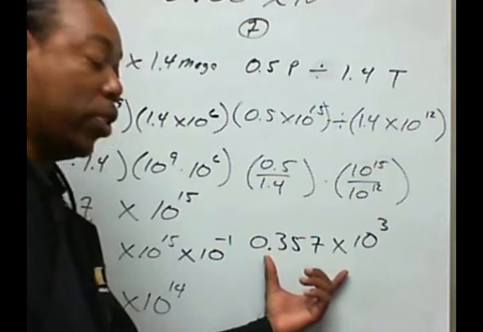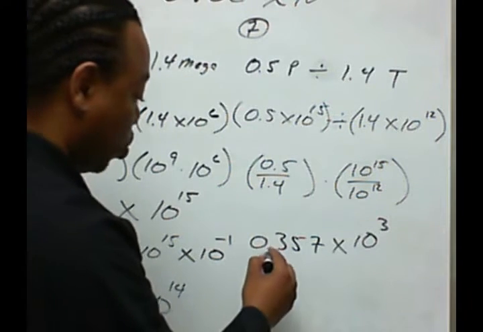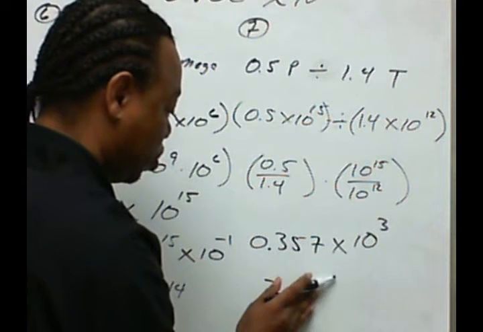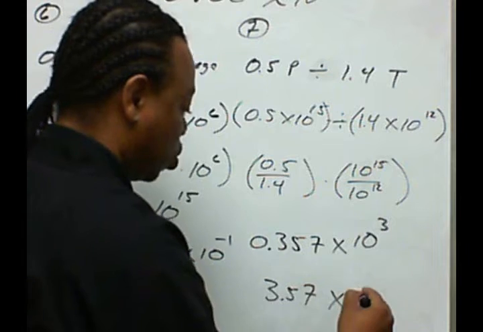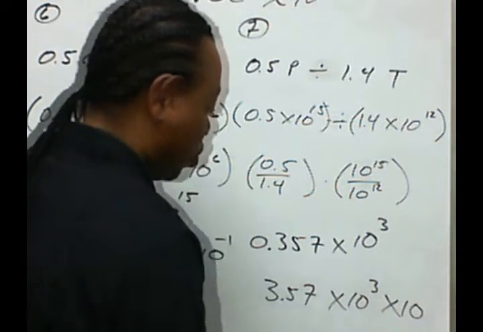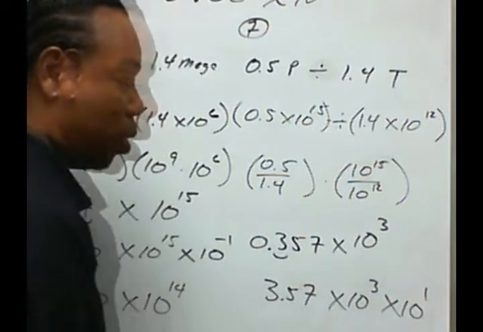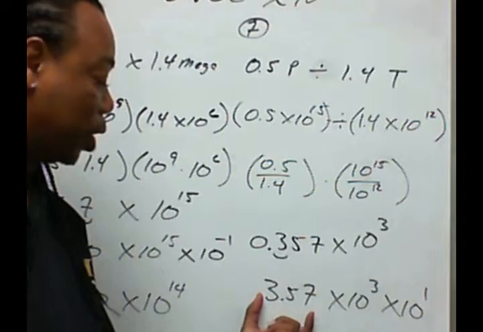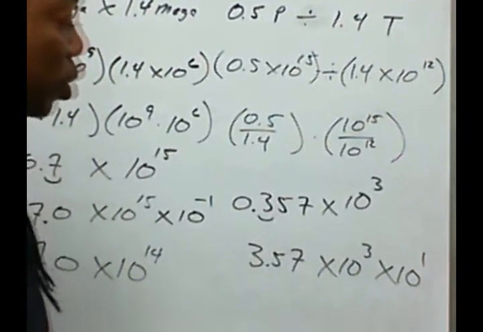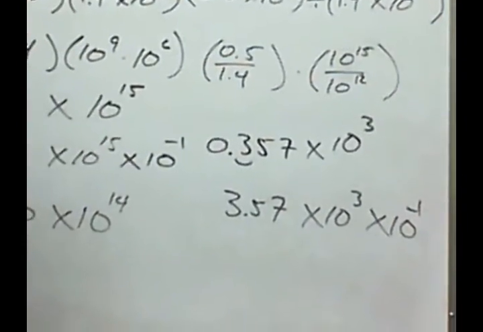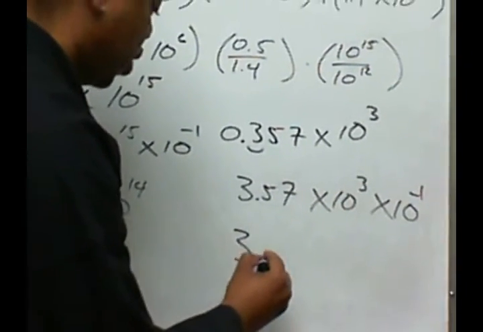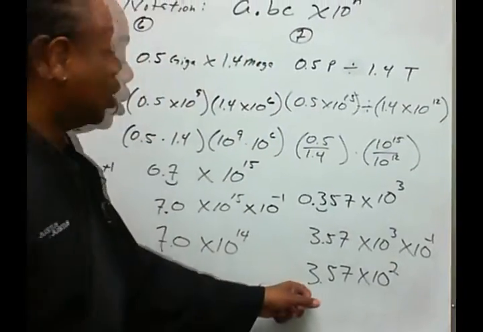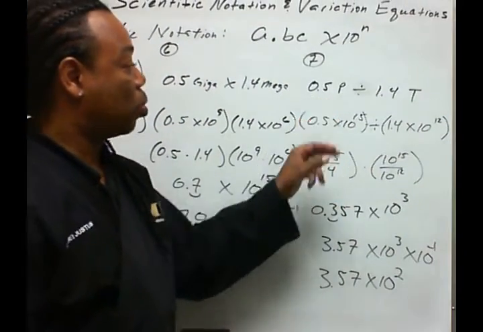Okay. I want this in scientific notation, so I'm going to move the decimal over behind the 3. So I get 3.57 times 10 to the 3rd. Then for the move, since it was just one move, this will be 10 to the 1st power. And the original 0.357 is smaller than the scientific notation of 3.57, so this will be a negative. Okay, then we combine these two, and our final answer is 3.57 times 10 to the 2nd power. And this is the scientific notation that represents the quotient.